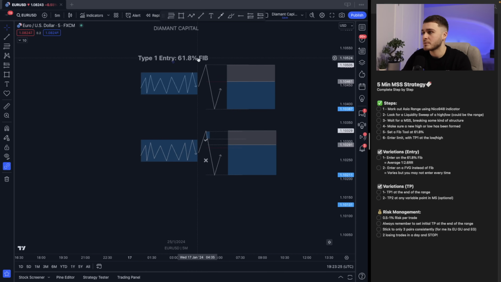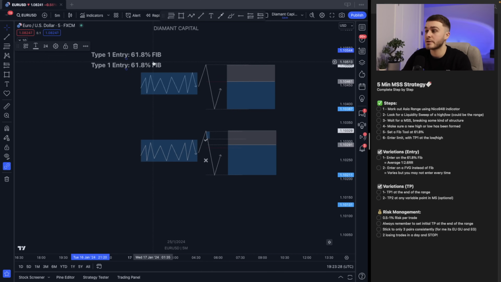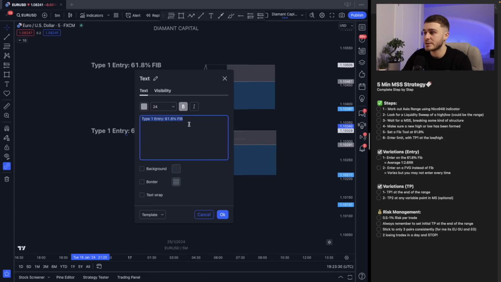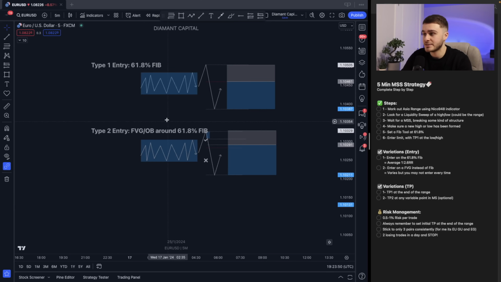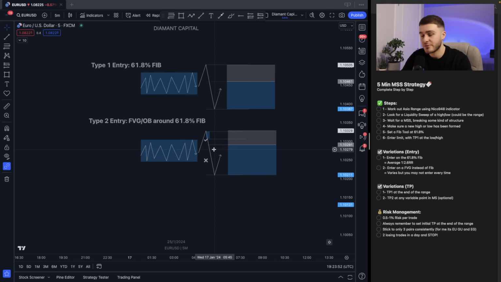What was it? 24 and bold. Okay, cool. So that's going to be type 1. Type 2 is going to be quite similar, as we've talked about, but type 2 entry model. We have fair value gap / order block around 61.8% fib. So this one, like I've said, it's essential to also keep the Fibonacci just to understand in and around where we can look, but our point of interest is going to be defined by something specific.